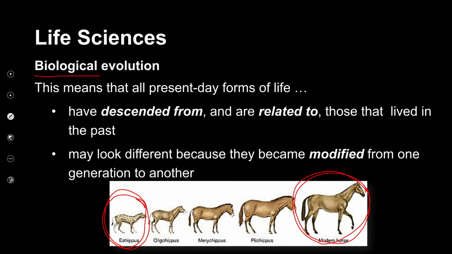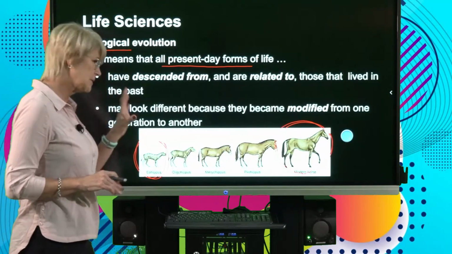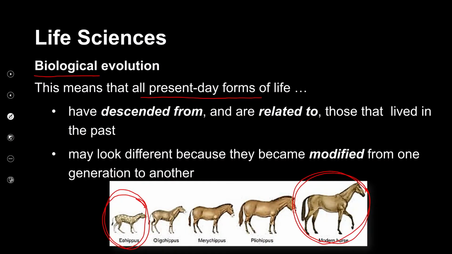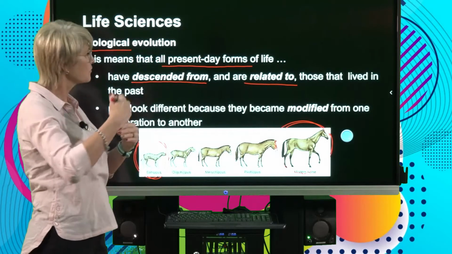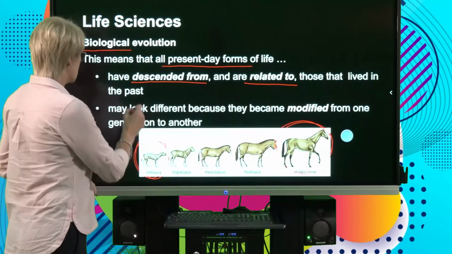If we have a look at the actual definition, it basically means that all present day forms, so everything that we see on the earth today, all the living organisms, all the plants, all the animals, all the unicellular and multicellular organisms, have descended from, in other words, come from something in the past, and they are related to all of those that lived in the past.